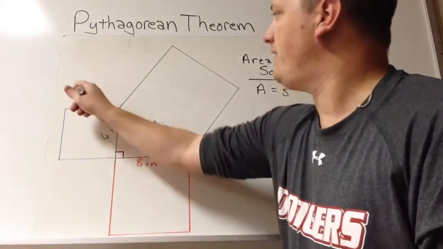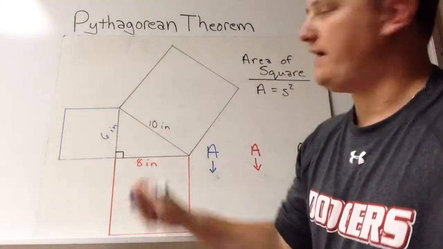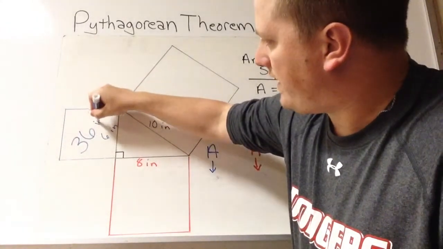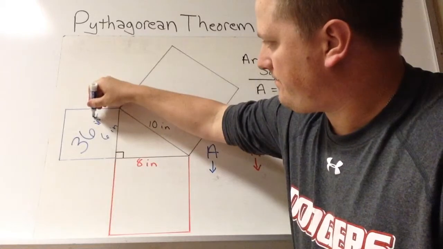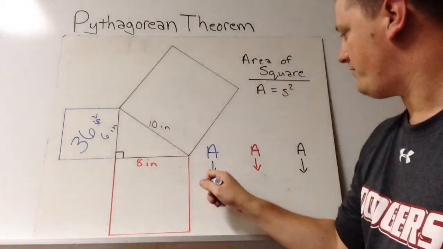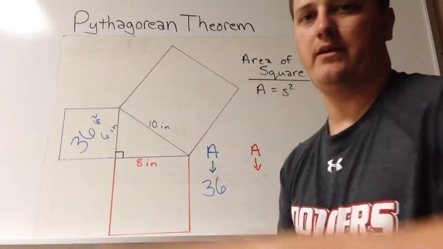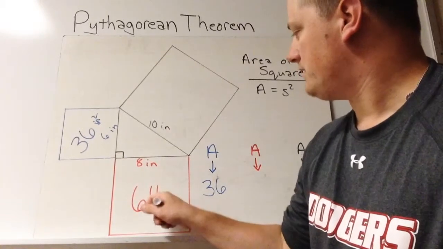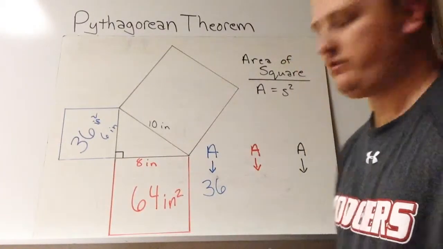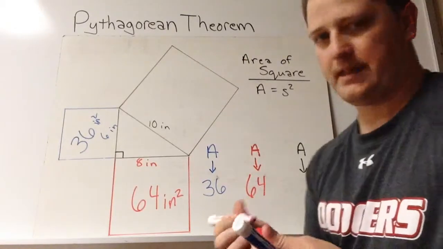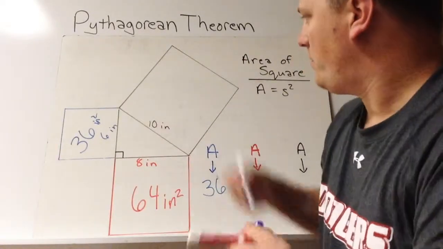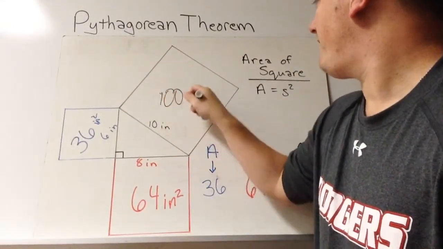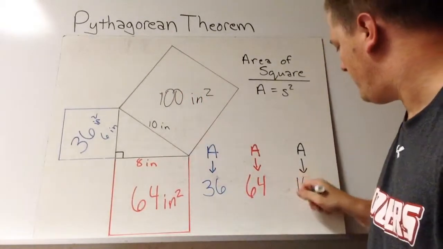The area of a square is s squared. So 6 squared would give us 36 square inches. So A here is 36. Okay, then let's go on to this one. 8 squared would be 64 square inches. So this A is 64. And our last one, 10 squared, would be 100 square inches. So that's 100.